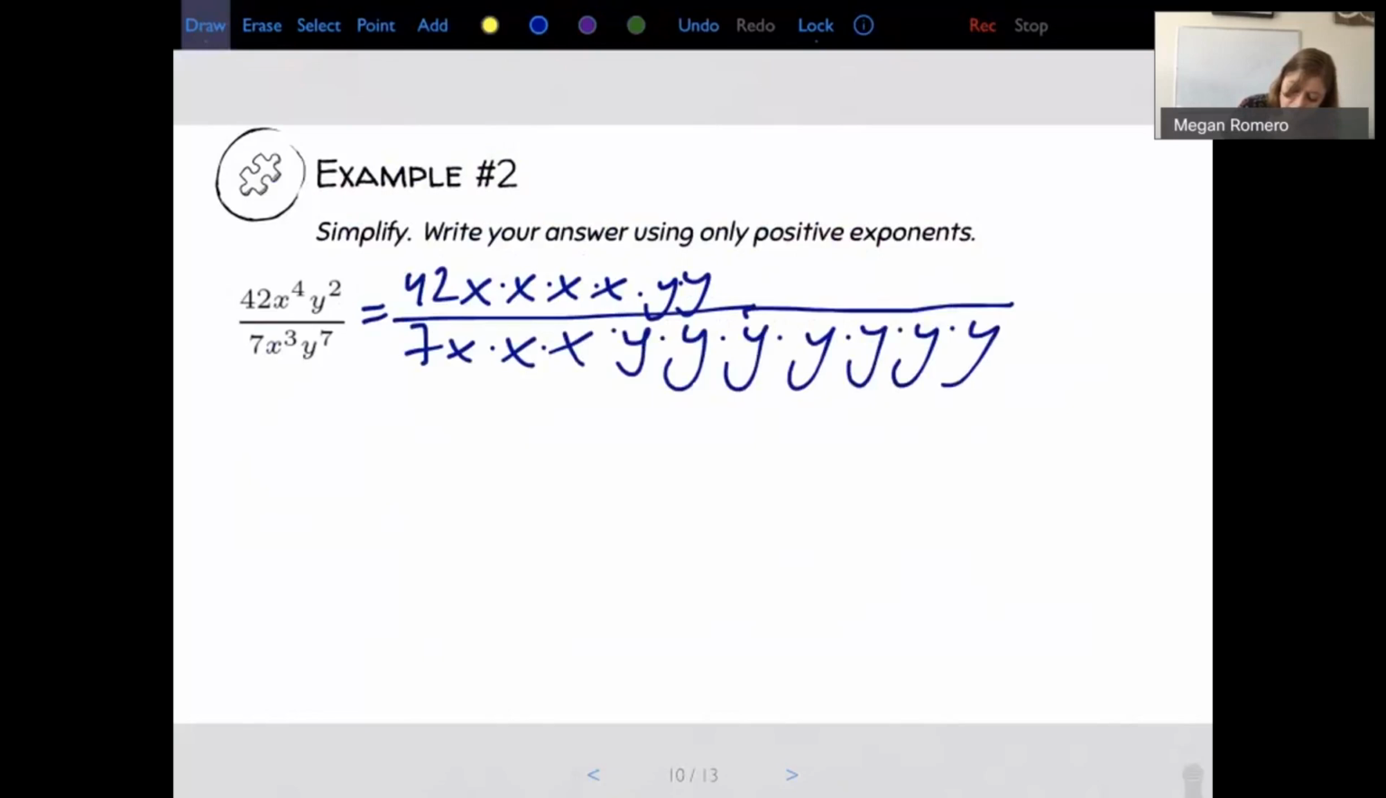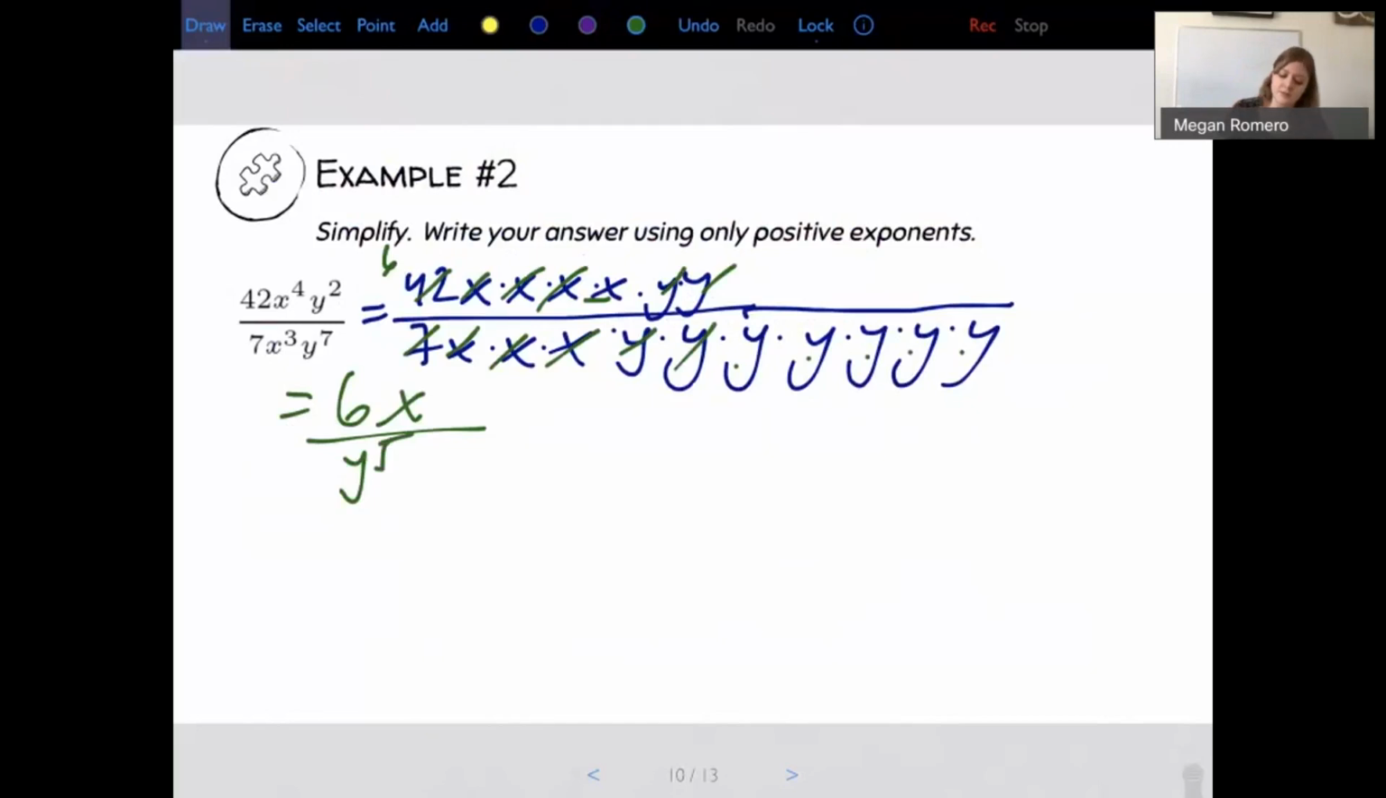Okay. Then we have some cancellations. 7 goes into 42 6 times. X's cancel. We're left with 1. And y's cancel. So notice what we have left on the top and on the bottom. On the top we have 6x, and on the bottom we have 1, 2, 3, 4, 5 y's. So this is one way to solve this problem.